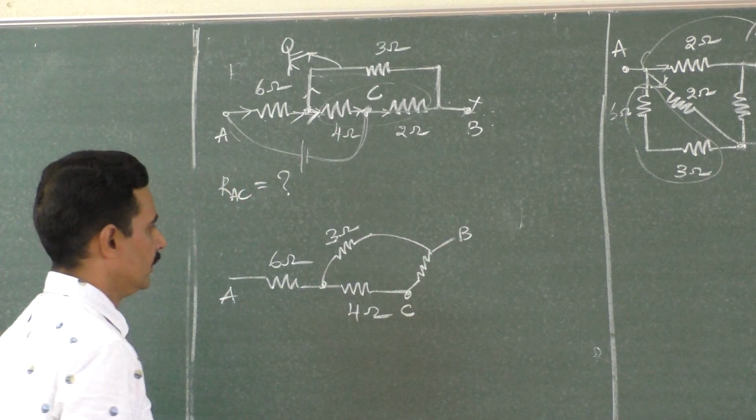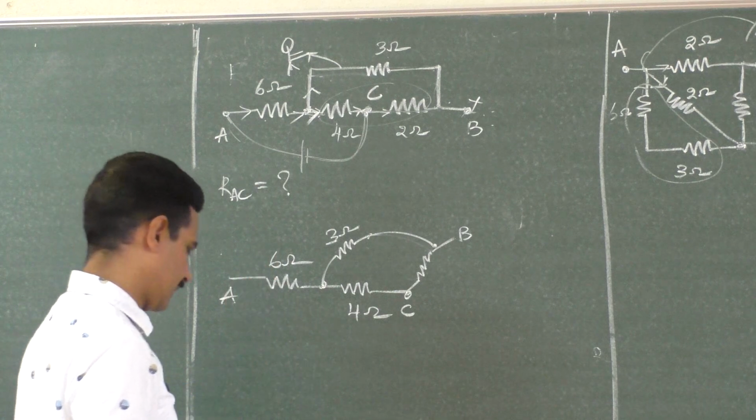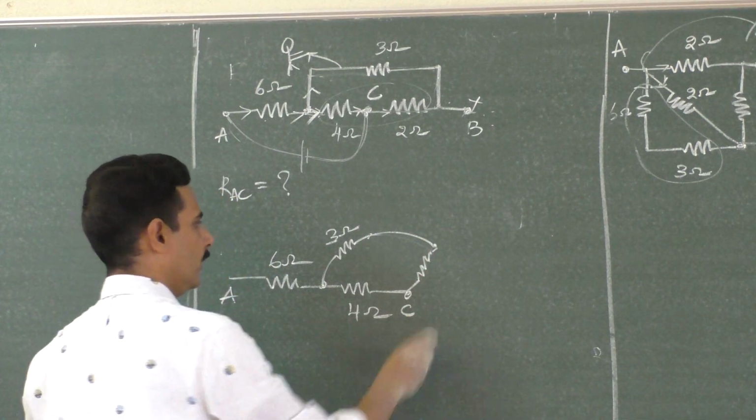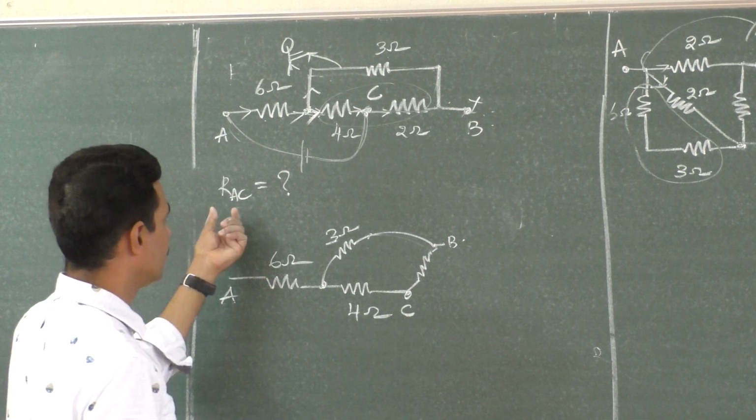This will be connected. Don't you think so? It will happen like this, right? But B is of no importance for us, so don't write it at all. Or if you want to write it, okay, write it here. No problem. B is not needed. You are asked to find out the resistance between A and C.